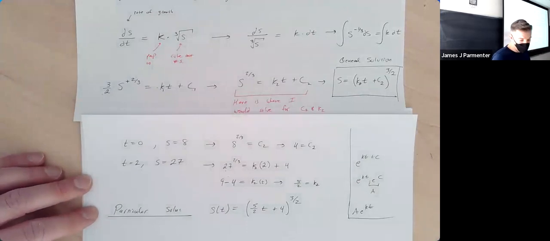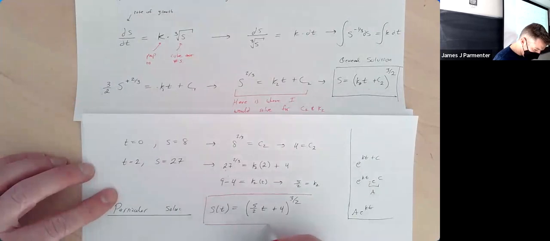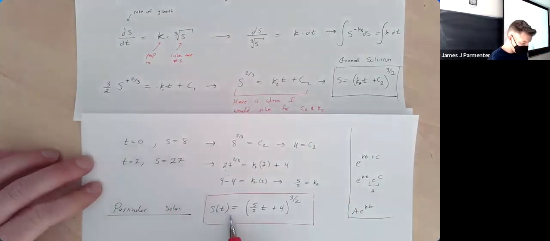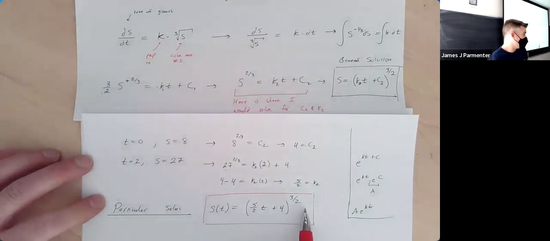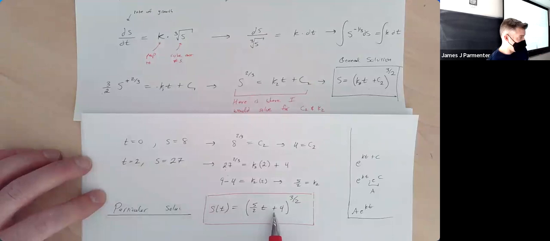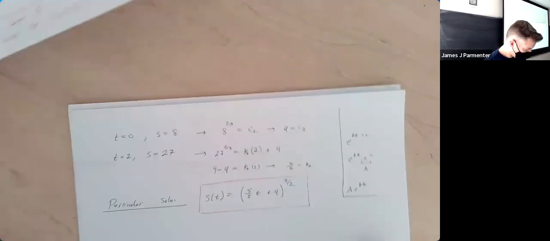And if you're ever unsure about this, like you think you've got the particular solution but you don't actually know, you can plug in your initial conditions and see if it works. If I plug in 0 for T, I get 4 to the 3/2, which is 8. If I plug in 2 for T, I get 5 plus 4, which is 9 to the 3/2, which is 27. So it should work out.